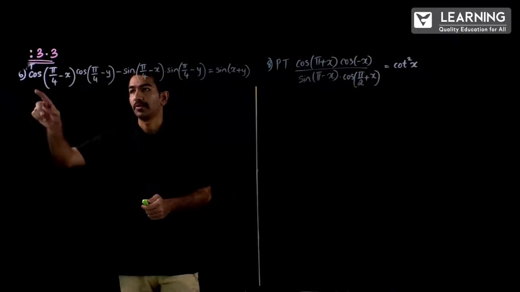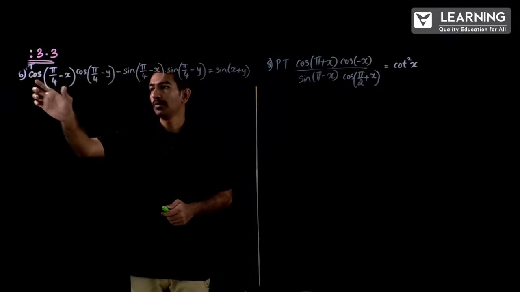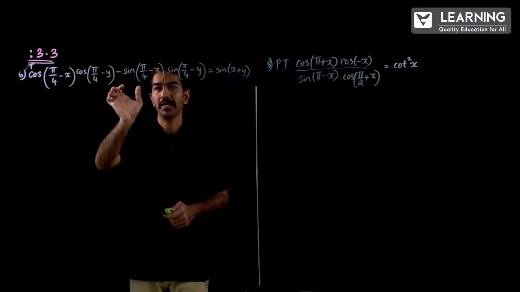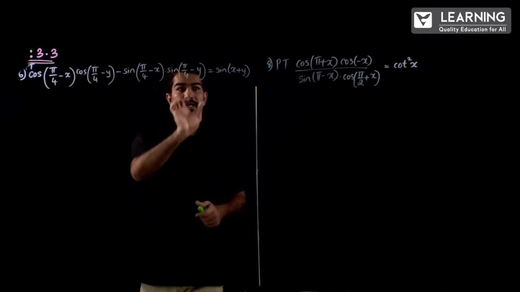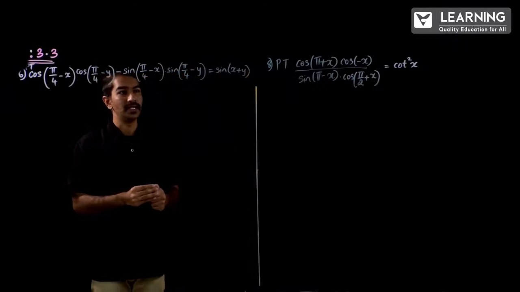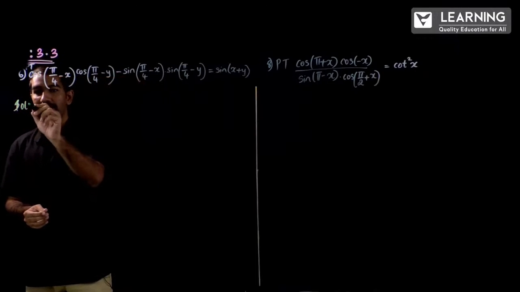Question number 6. So read the question here. I have written PT, which refers to prove that. Prove that cos(pi by 4 minus x) into cos(pi by 4 minus y) minus sin(pi by 4 minus x) into sin(pi by 4 minus y) is equal to sin of x plus y. So I have to prove this, students. I'll tell you, we'll start with this solution. So just observe the question here.